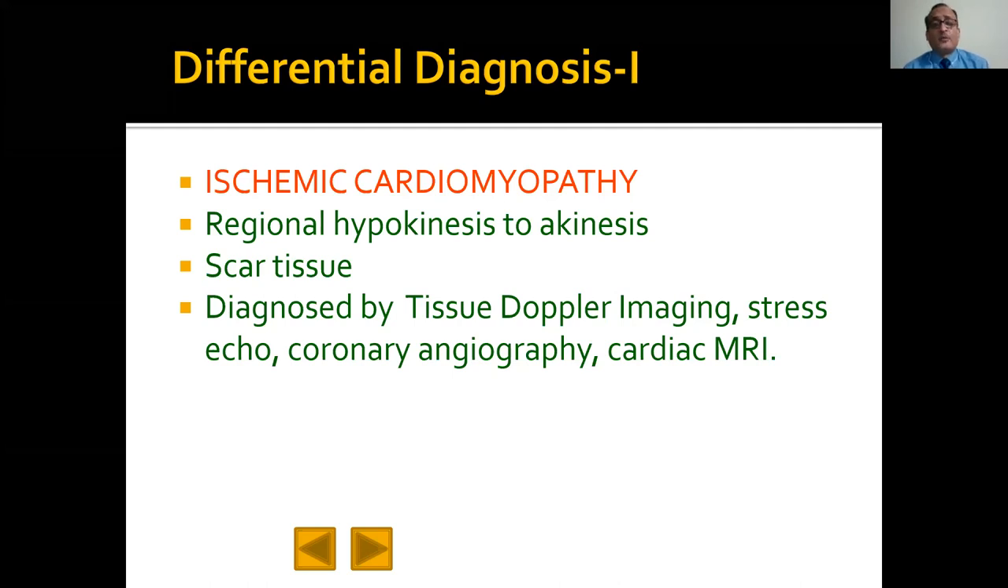In ischemic cardiomyopathy, there is regional hypokinesis or akinesis. There is a presence of scar tissue. I'm going to show you in a picture. It is diagnosed by tissue Doppler imaging, stress echo, coronary angiography, and cardiac MRI.